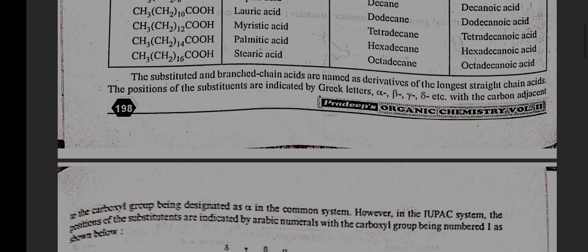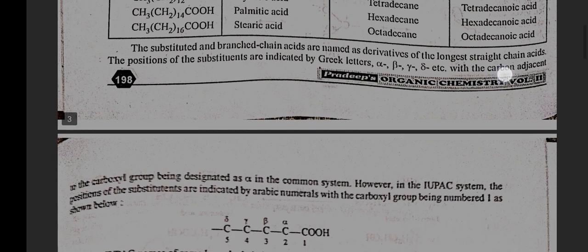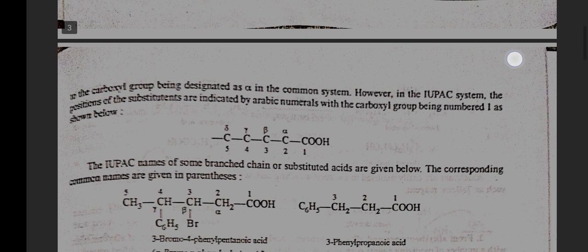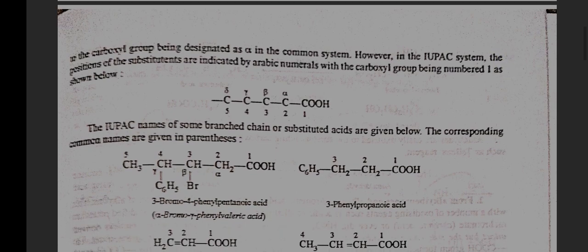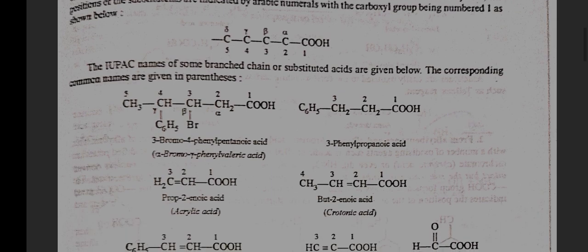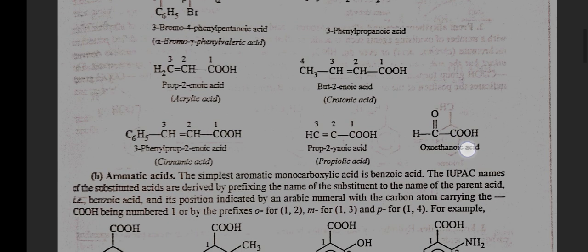The substituted and branched chain acids are named as derivatives of the longest straight chain. The positions of the substituents are indicated by alpha, beta, gamma, delta, and so on, with the carbon adjacent to the carboxyl group being designated as alpha in the common system. However, in the IUPAC system, the positions of the substituents are indicated by Arabic numerals, with the carboxyl carbon being numbered 1, as shown. The IUPAC names of some branched chain or substituted acids are given, and the corresponding common names are given in the parentheses.